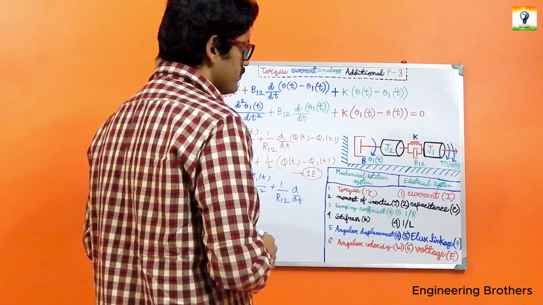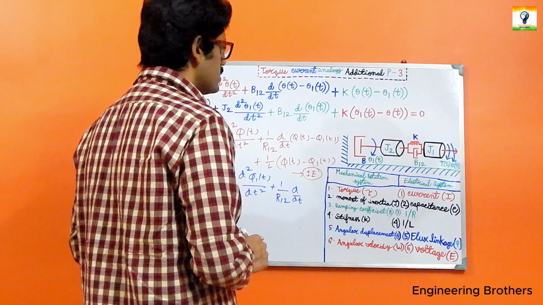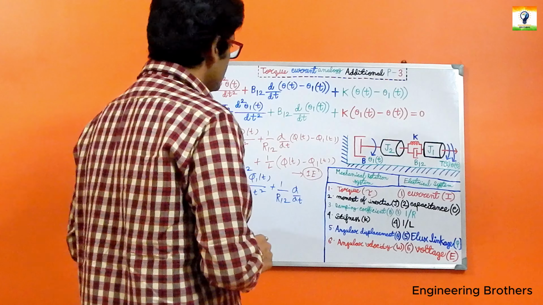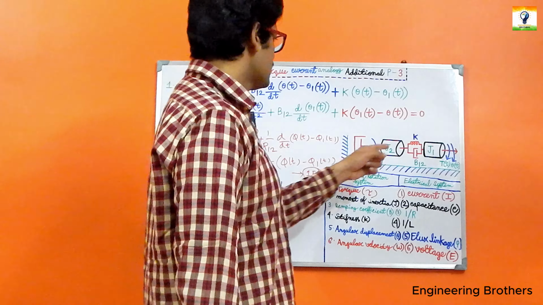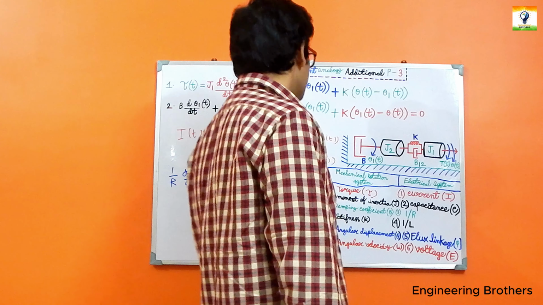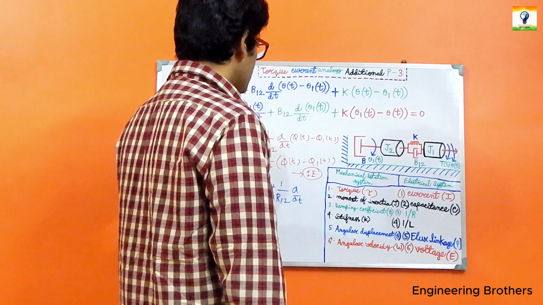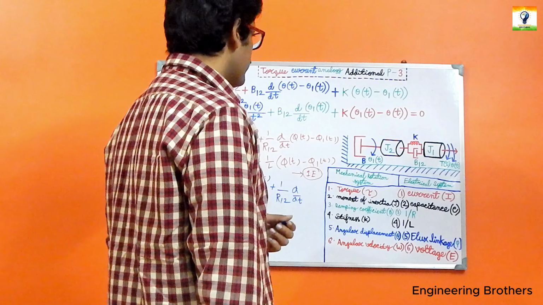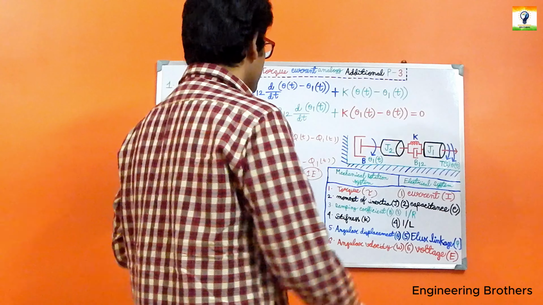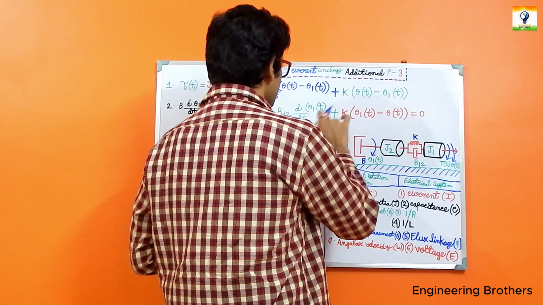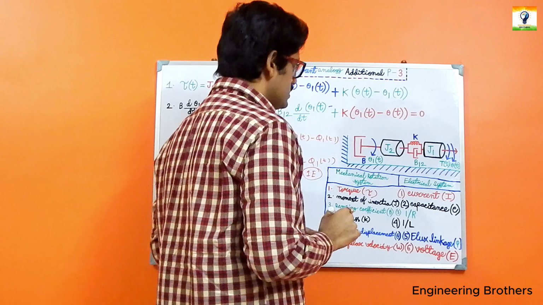I think the equation has an error here, because B12 is the common factor. So quite naturally, if you take theta1(t) as your common factor, this one should be theta1(t) minus theta(t).